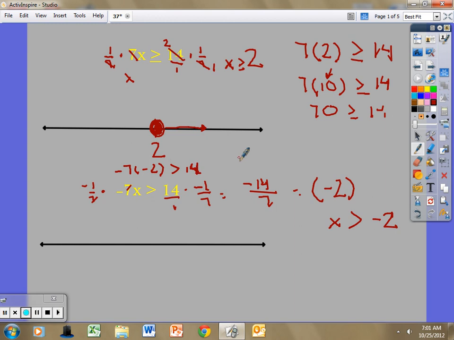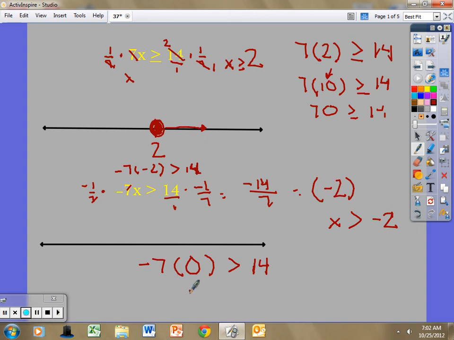Again, let's try another number just to prove this point, to drive it home a little more thoroughly. So again, I'm saying here that x is greater than negative 2. So let's get a number that's greater than negative 2. How about 0? 0 is greater than negative 2, so I'll substitute in 0 there. And again, the inequality is greater than 14.